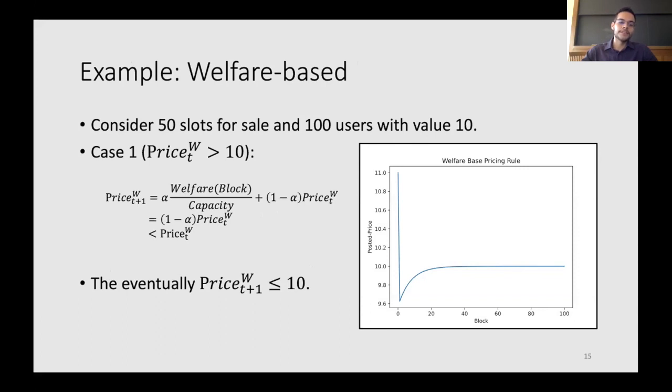So for the first case, imagine that the price was above 10. In that case, we know that no one would buy, so the welfare of the block would be 0. That means that the price is going to decrease by a factor of 1 minus alpha. And eventually the price must reach a point that is at most 10, for sure.